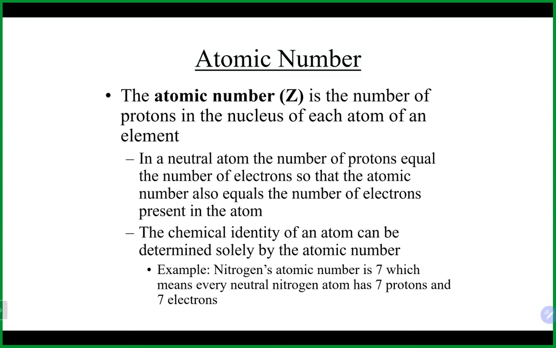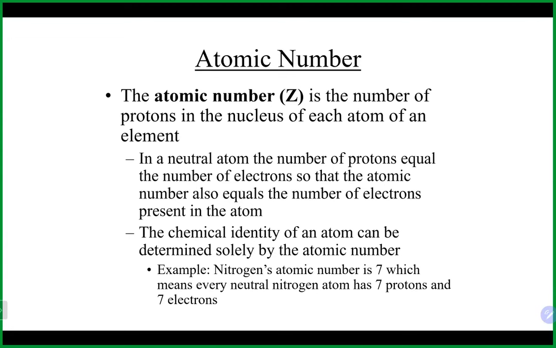Now, if you have a neutral atom, and as we just talked about, there are really only three particles. There's protons, which are positively charged. There's electrons, which are negatively charged. And there's neutrons, which have no charge, which obviously cannot affect the charge of anything. So in a neutral atom, all the positive protons would have to be balanced out by all the negative electrons. So if you know the atomic number, which is the number of protons, you will also know the number of electrons if it is a neutral atom.